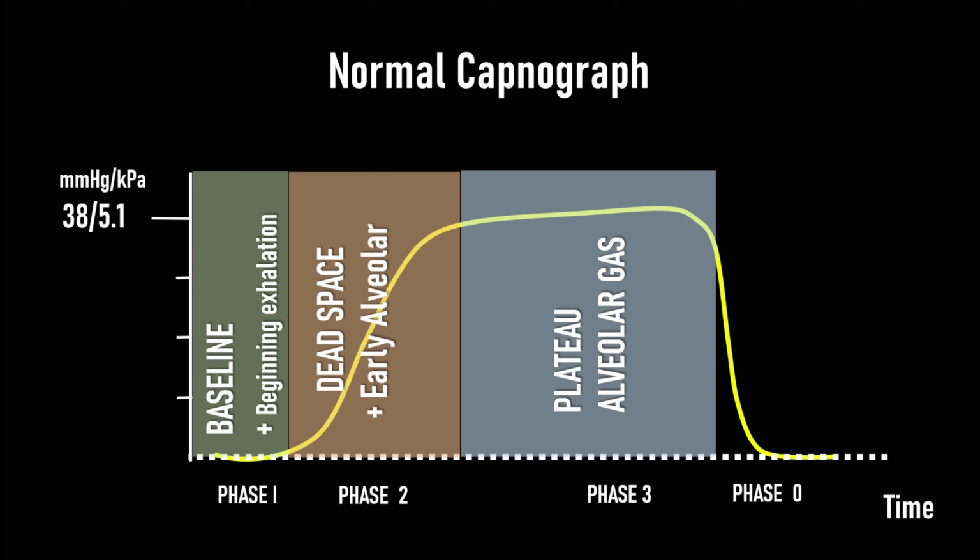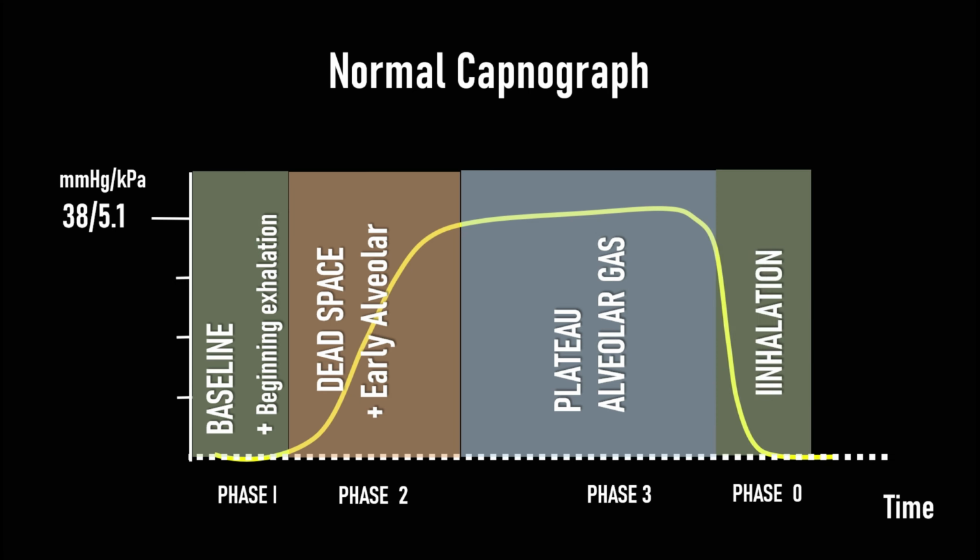Phase 3 is the alveolar plateau. This phase represents the exhalation of CO2-rich alveolar gas, so the CO2 concentration reaches a plateau that is ideally relatively flat. The highest point on this plateau is the end tidal CO2 value, representing the maximum CO2 concentration at end exhalation. Following this is phase 0, the inspiratory downstroke. That marks the beginning of inspiration. CO2 concentration rapidly falls back to zero as fresh gas without CO2 is inhaled.